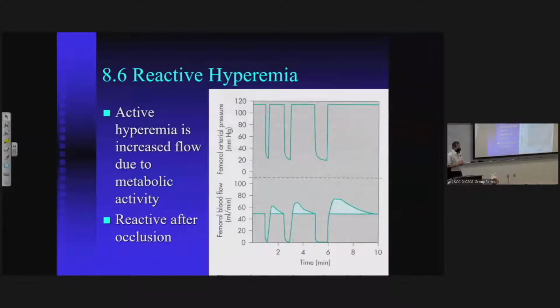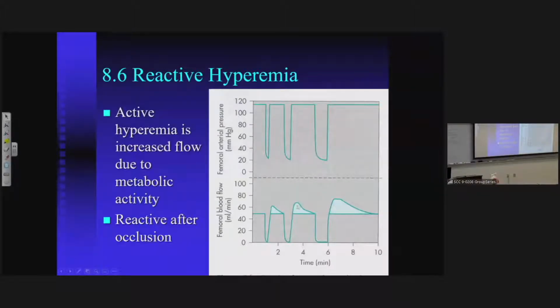You can break it down. Someone wants to take the easy part. What's hyper? More. And flow, more flow, hyperemia. So if you lift a lot of weights with your left arm, your arm pumps up. That's active hyperemia. There's a need in the tissue, so more flow is going there.